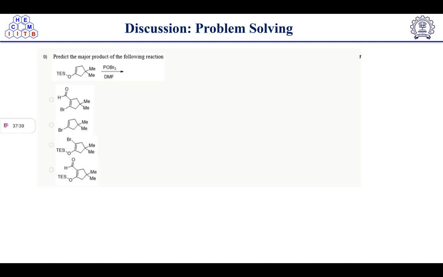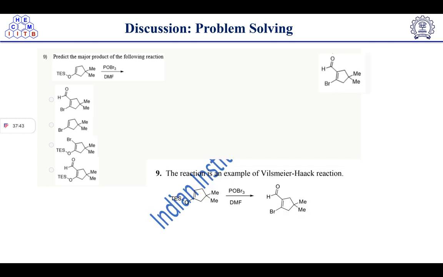The next one, predict the major product of the following reaction. So the reaction is an example of the Reimer-Tiemann reaction. We have discussed the mechanism of this reaction. In that case, what happens at the alpha position, the ortho position, we are getting the aldehyde group, right? So here we will get the aldehyde group. So directly I will write the answer here. This one. Solve the mechanism by yourself. This is homework for you.